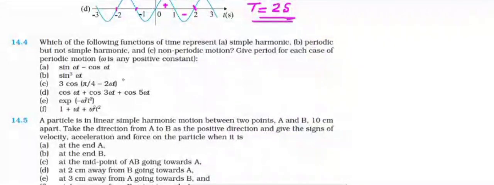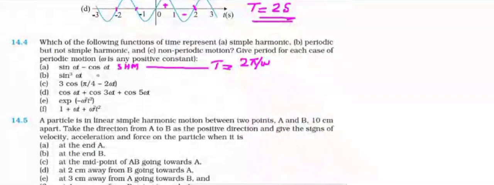Okay, so a simple harmonic motion or oscillation we can represent in three ways. First one in terms of sin omega t, second one cos omega t, third one a linear combination of sine and cosine. So this case is a linear combination of sine and cosine, therefore this is SHM. So how much is the time period? Here it is given sin omega t, therefore time period T is equal to 2 pi by omega.